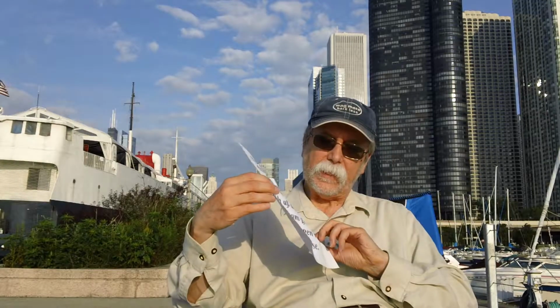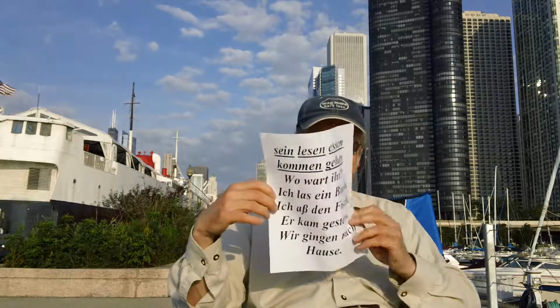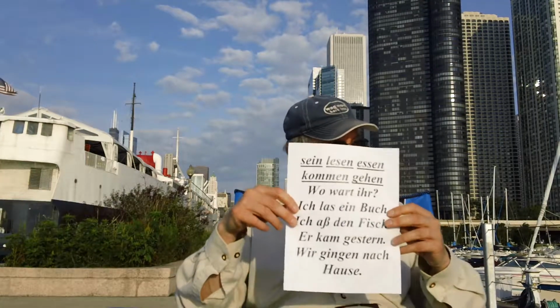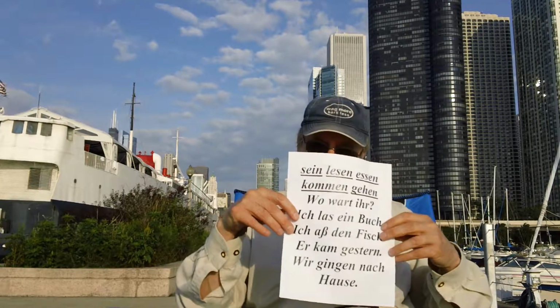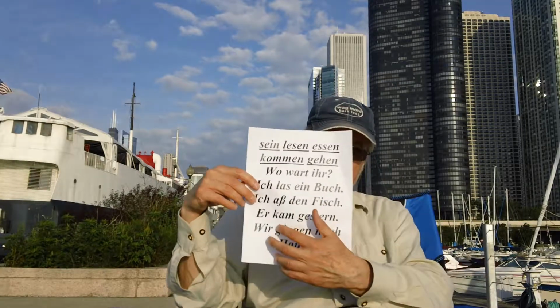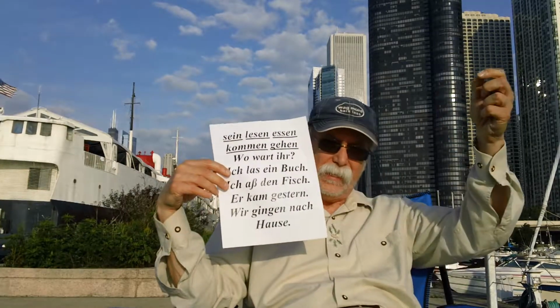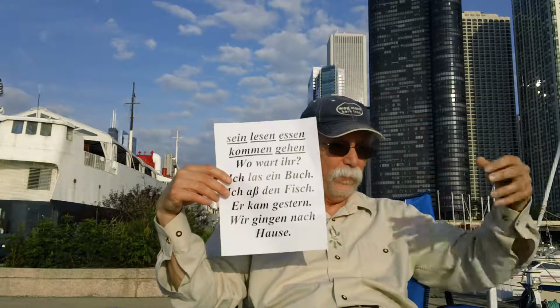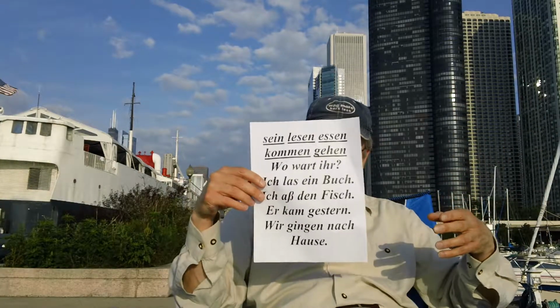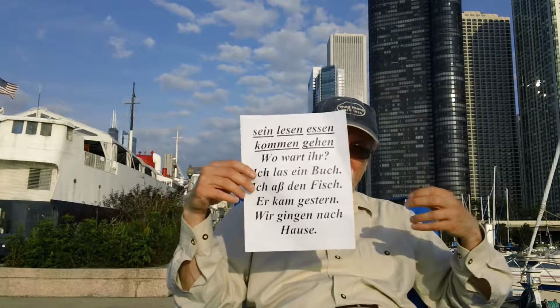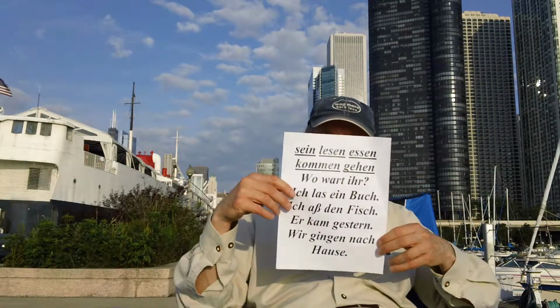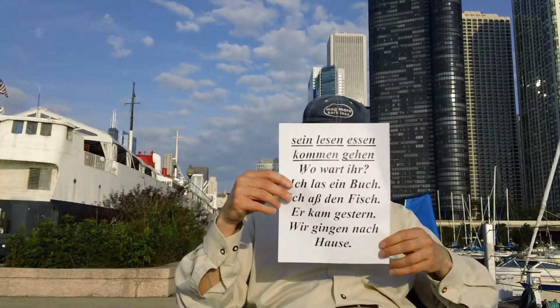Ich kam gestern. I came yesterday. I'm sorry, not ich, er. The er form gets no ending for strong or irregular verbs. No ending, st, no ending, and then plural en, t, en. So er kam gestern. He came yesterday.